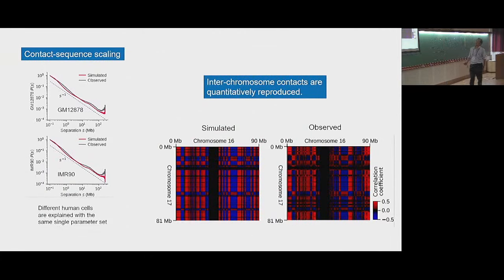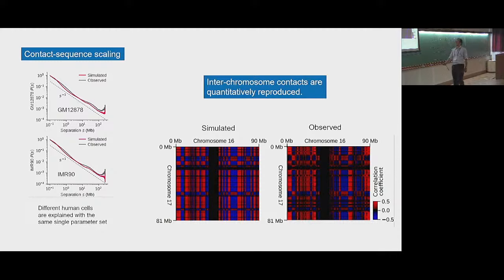And this is the averaged contact intensity plotted against the sequence separation. Again, it shows good agreement for the simulated and observed data. And this is the Hi-C contact matrix between different chromosomes, chromosome 16 and 17 in this case, for the simulated and observed case. And this also shows good agreement.